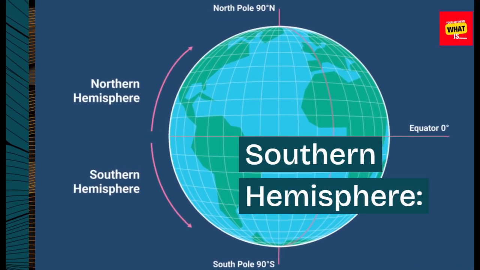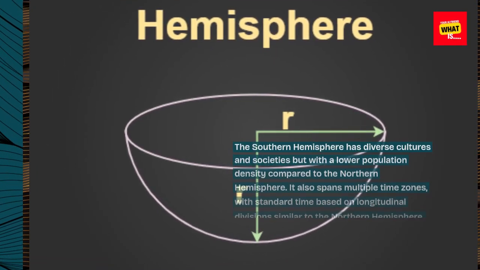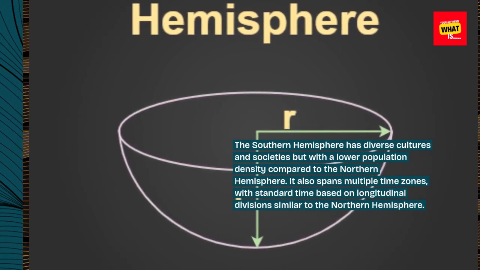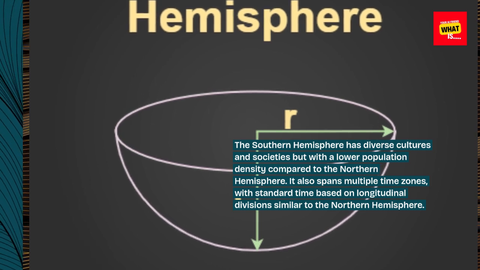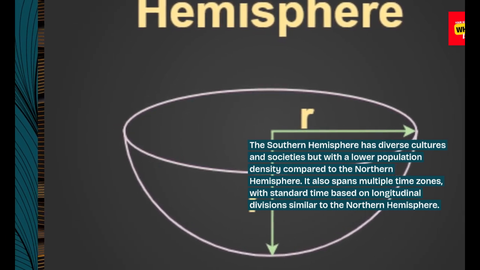Southern Hemisphere. The Southern Hemisphere has diverse cultures and societies but with a lower population density compared to the Northern Hemisphere. It also spans multiple time zones, with standard time based on longitudinal divisions similar to the Northern Hemisphere.